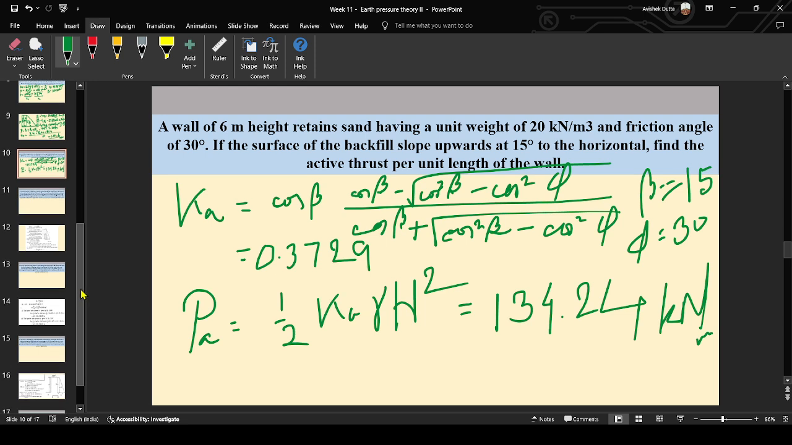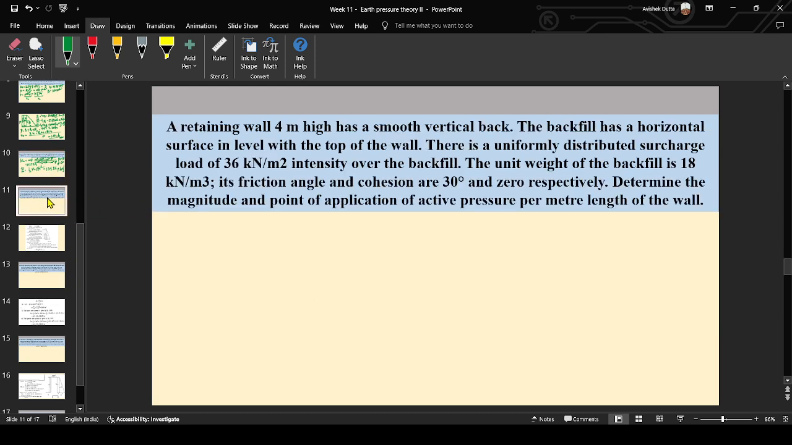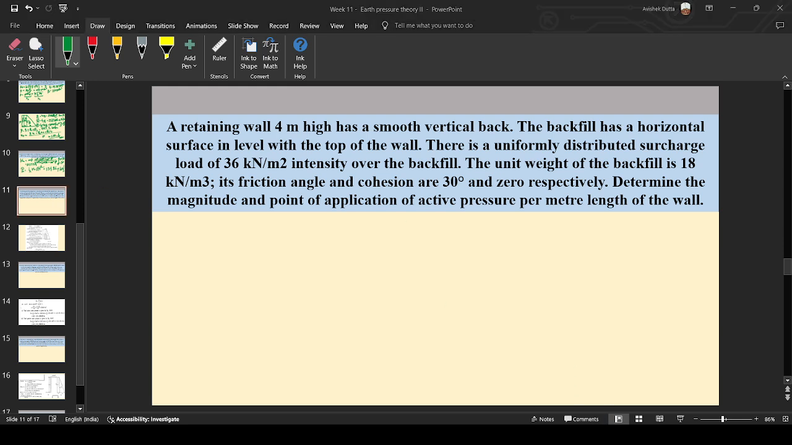The next question was a retaining wall of 4 meter height, smooth and vertical, where the backfill has a horizontal surface.